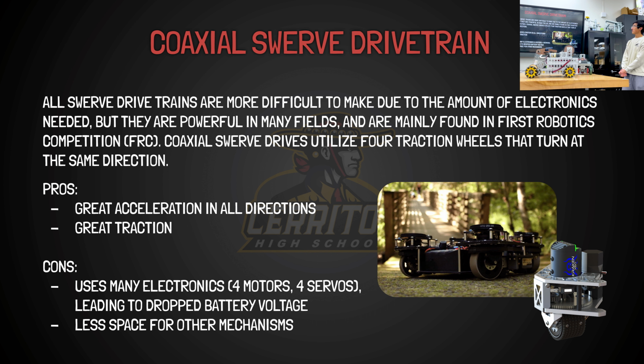Coaxial swerve drivetrains utilize 4 traction wheels that turn in the same direction. So let's just take your swivel chairs, for example. You look at the wheels, you can see that when you move them, the wheels will automatically move towards the direction it's moving. That is a swerve module, except in this case, it uses motors and servos to turn the wheels so that it moves on its own without any movement.